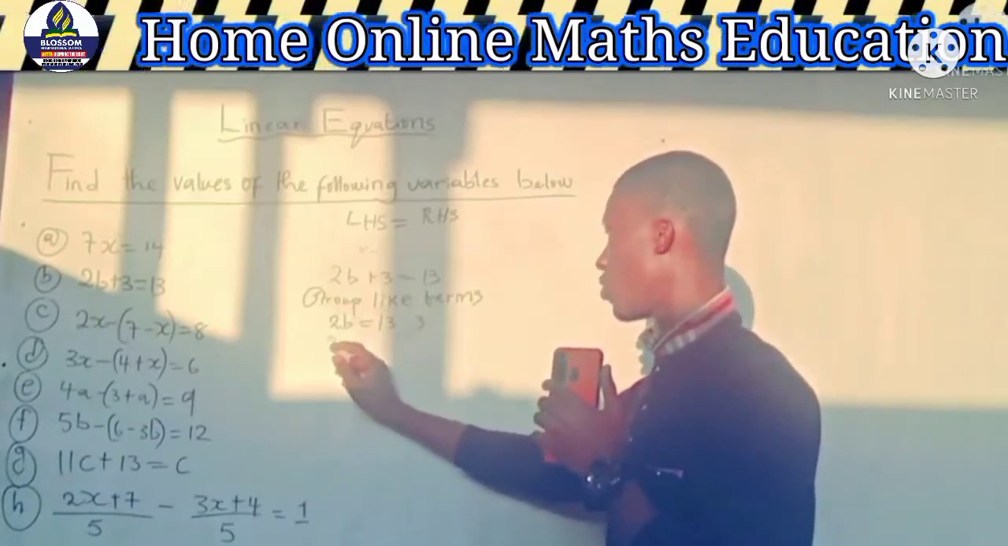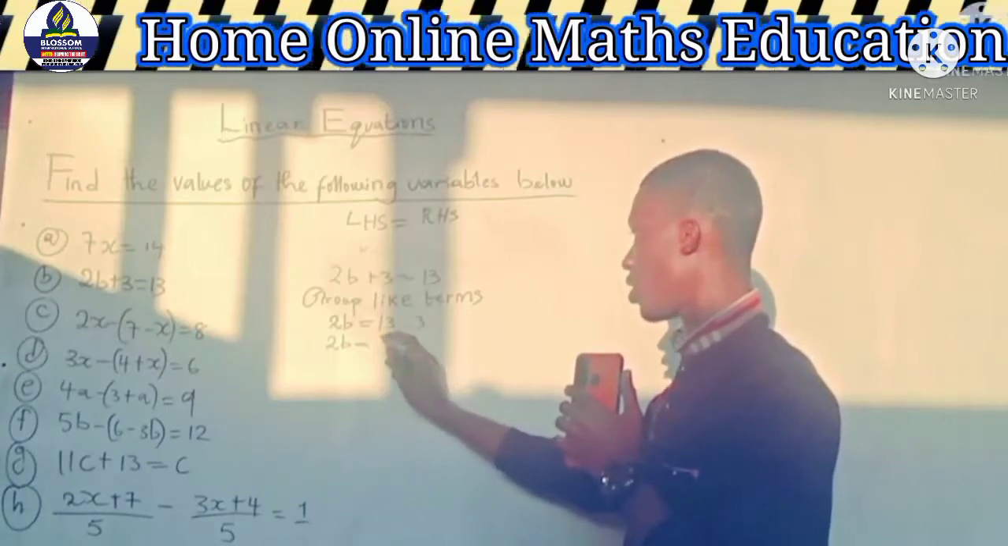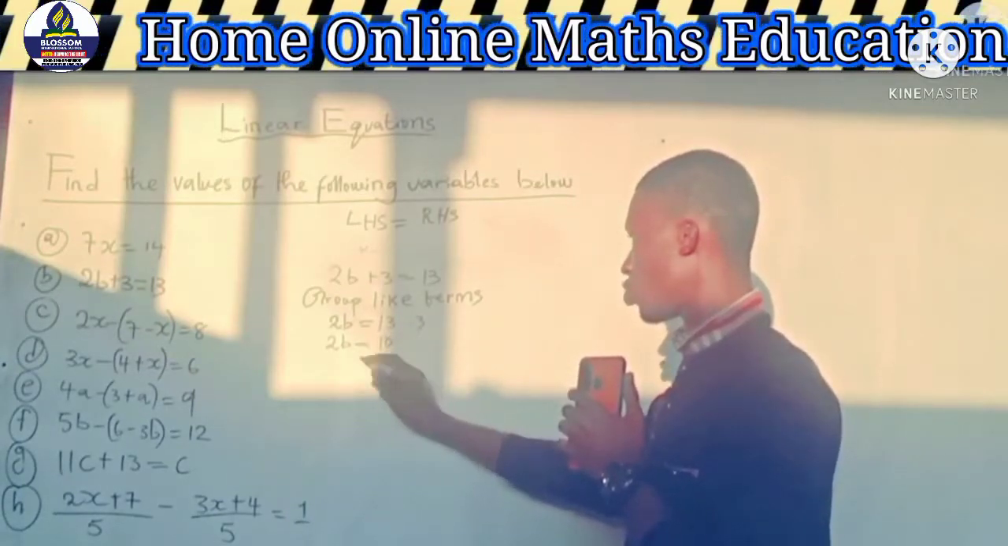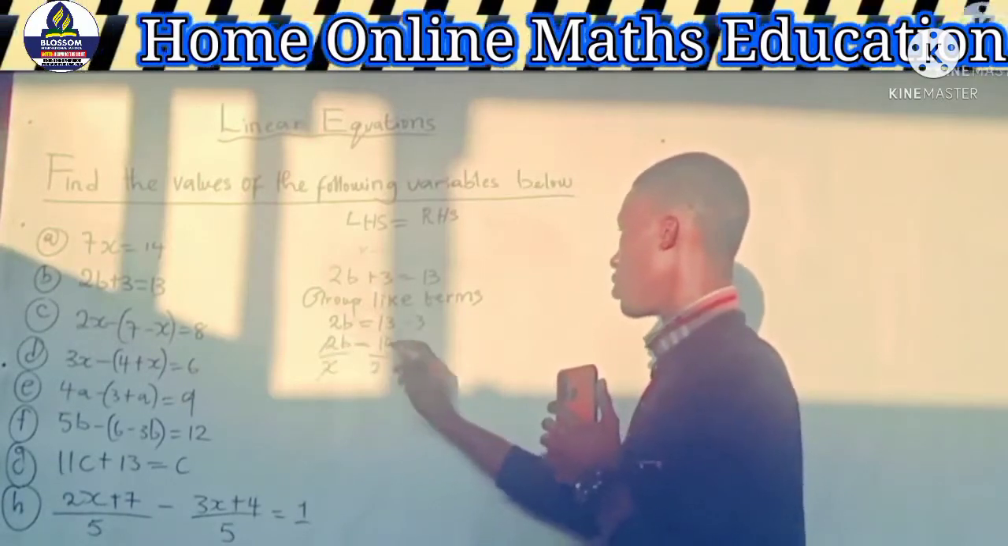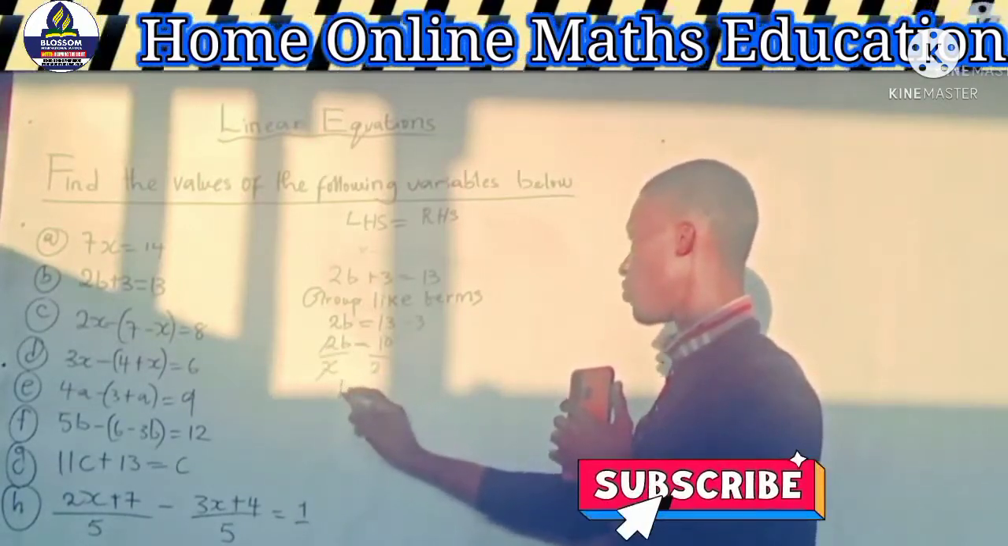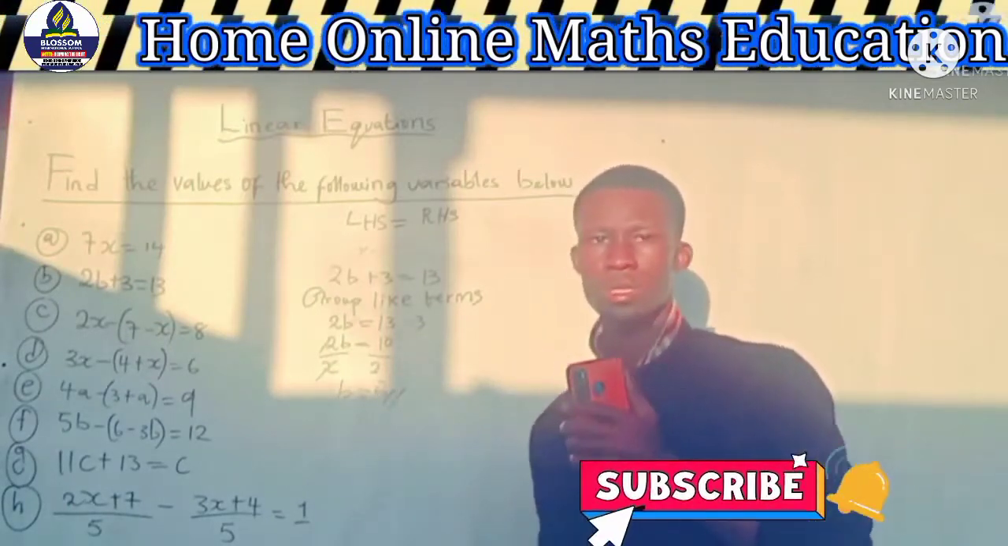So at this point, we'll divide both sides. 13 minus 3 will give us 10. So we'll divide both sides by 2. 10 divided by 2 will give us 5. Therefore, b equals 5. As easy as that.